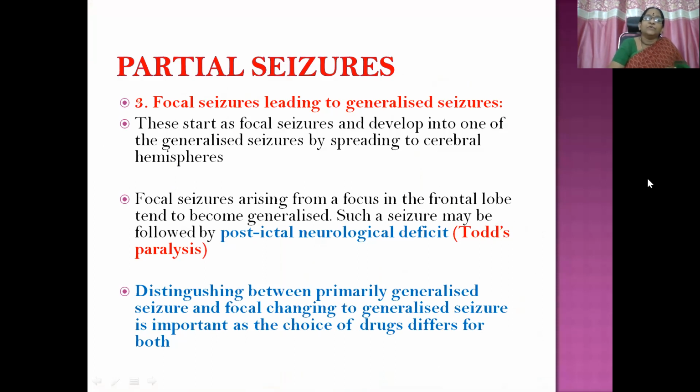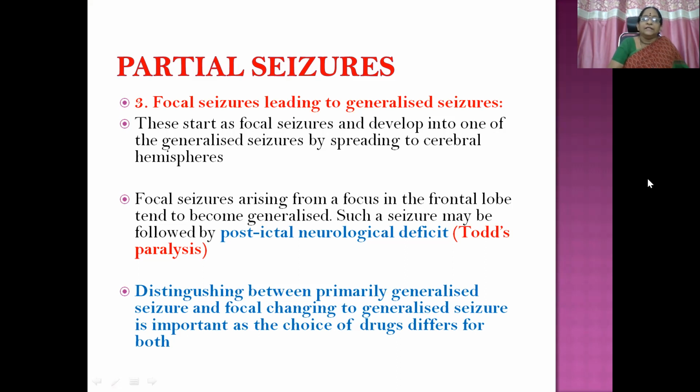Then the third type is focal seizures leading to generalized seizures. So these are focal seizures starting as focal seizures and developing into one of the generalized seizures by spreading to the cerebral hemispheres, getting into generalized. The first slide that we have seen, focal and generalized. Focal seizures arising from a focus in the frontal lobe tend to become generalized. Such a seizure may be followed by post-ictal. After the attack, there is a possibility of neurological deficit, which is known as Todd's paralysis.